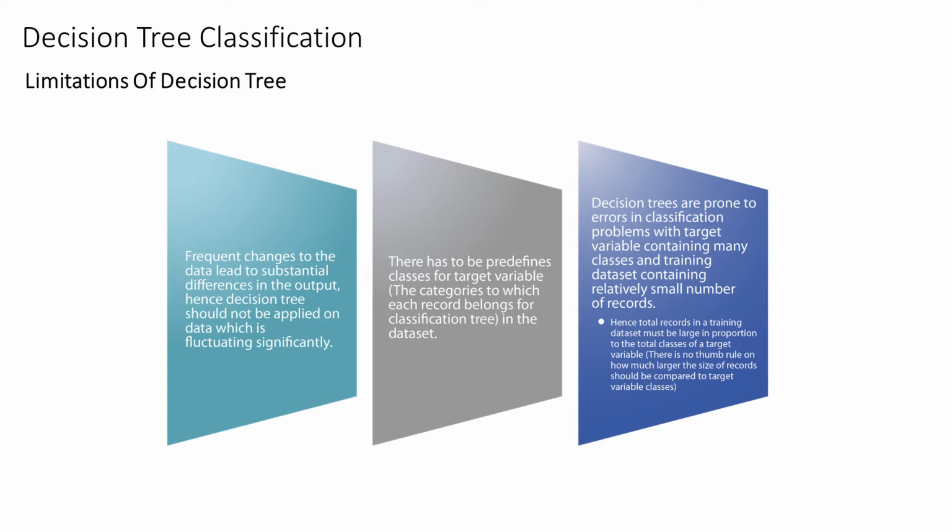There are limitations to the decision tree classification and regression techniques. For example, frequent changes to the data will lead to substantial differences in the output, so decision trees should not be applied on data that fluctuates significantly. There must be predefined classes for target variables in the dataset. It should also be noted that decision trees are prone to errors and classification problems with target variables containing many classes and training datasets that contain a relatively small number of records.